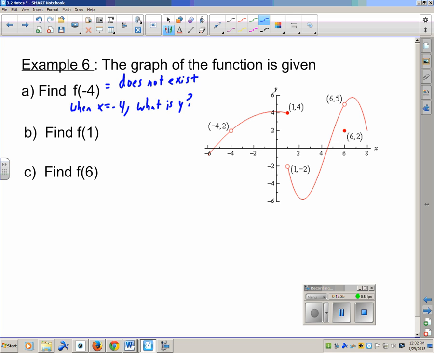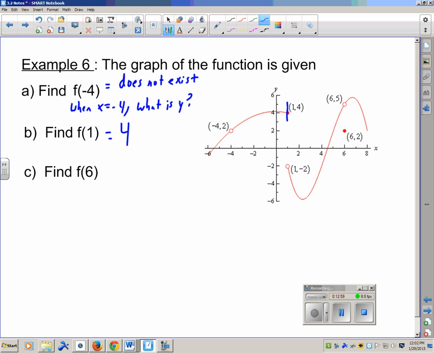All right, and then let's find f of 1. F of 1 is over here. Where does it hit on the graph? There and there. Oops, but one's a solid dot and one's an open dot. Well, it can't count the open dot, so it has to come up here to the solid dot. And the solid dot is right there. What's the y value there? It's at 4.